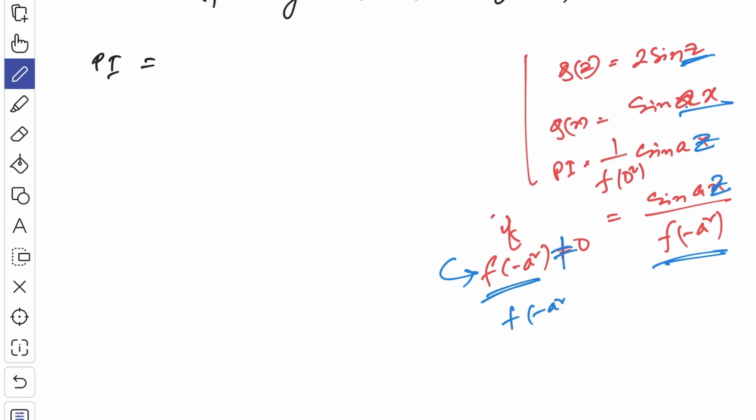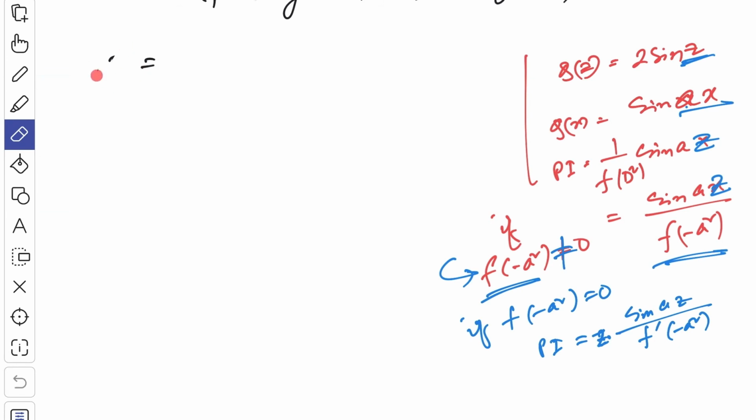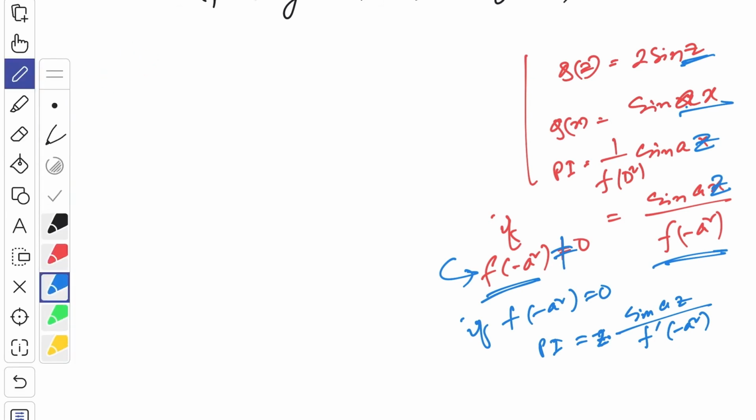Now what if f of minus a square is equal to 0? Then the PI should be z into sine az by f dash of minus a square. So we are not taking x here, z should be taken, and z should also be multiplied here, right? z into sine az by f dash of minus a square, that's going to be the PI. So before that, let me check if f of minus a square is 0 or not.